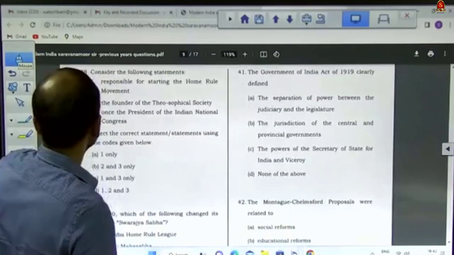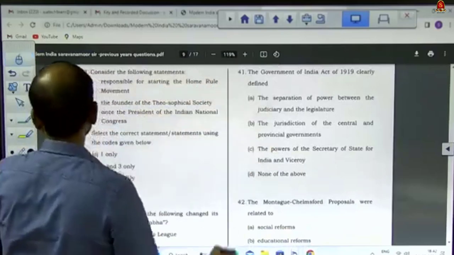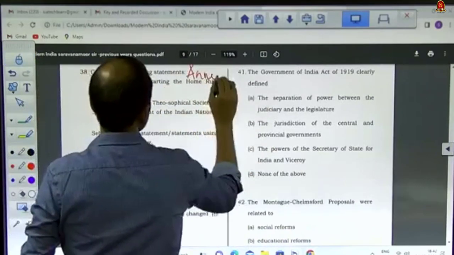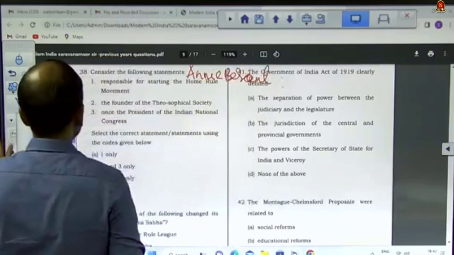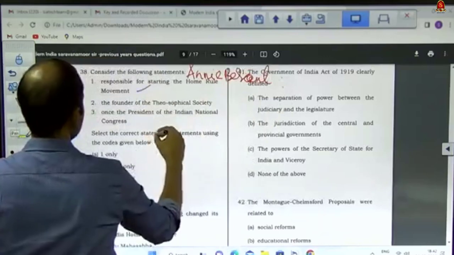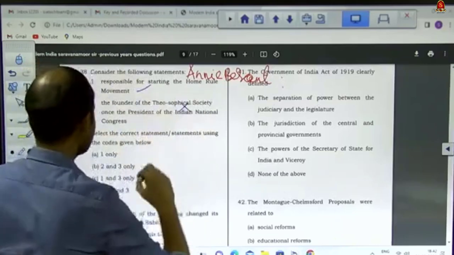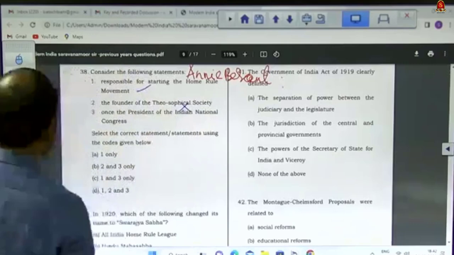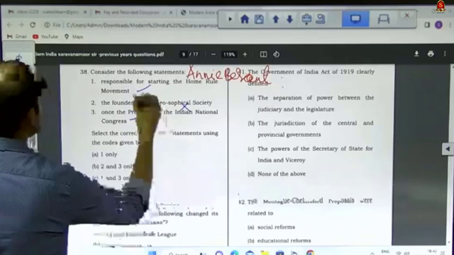Come to question number 38. Consider the following statements regarding Annie Besant. Response was starting the Home Rule movement. Yes, founder of the Theosophical Society. Wrong. So, this is what is tricky. Founder was H.P. Blavatsky, Henry Olcott. So, it's wrong. Once a president of Indian National Congress, yes, first woman president. So, one is right, three is right, but not the others. Second, 38 answer C.